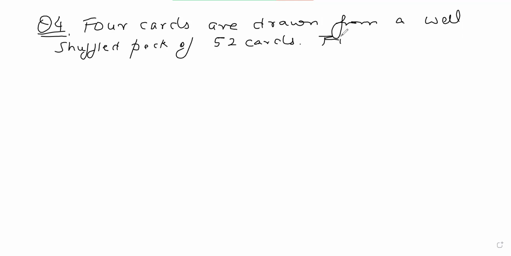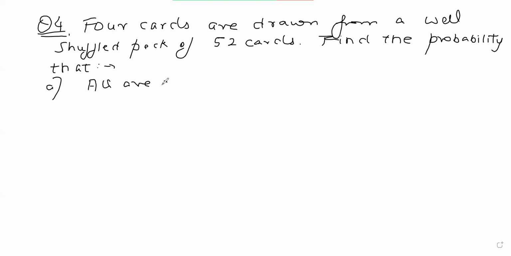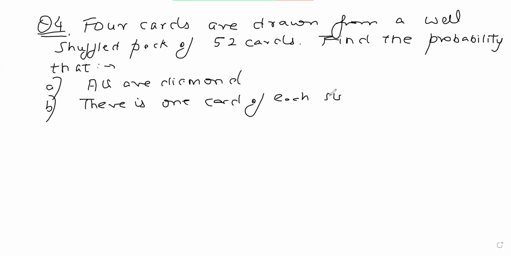Find the probability that: part A, all are diamonds. Part B, there is one card of each suit. And the third part asks us to find the probability that there are two spades and two hearts.